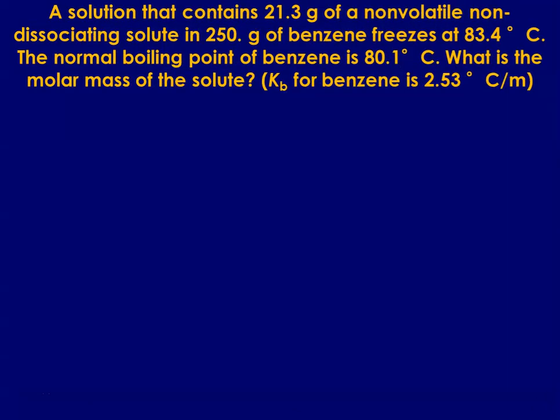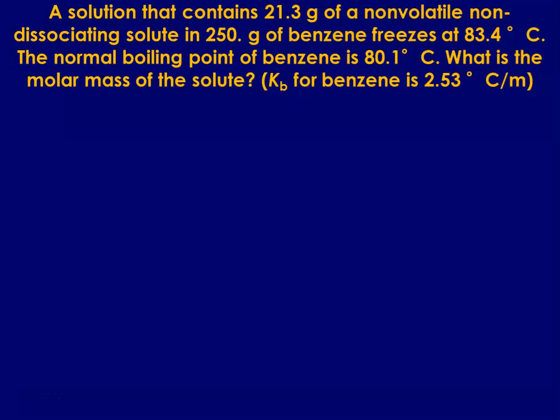The last question we're going to take a look at is just kind of an application as to how we could use these colligative properties to find out about another characteristic about one of our components. Here we have a solution that consists of 21.3 grams of a non-volatile, non-dissociating solute that's found in 250 grams of benzene. So we're going to have a different Kb value because we're dealing with a different solvent. This time it's benzene. It freezes at 83.4 degrees Celsius. The normal boiling point of benzene is 80.1, and we want to know what the molar mass is of our solute.